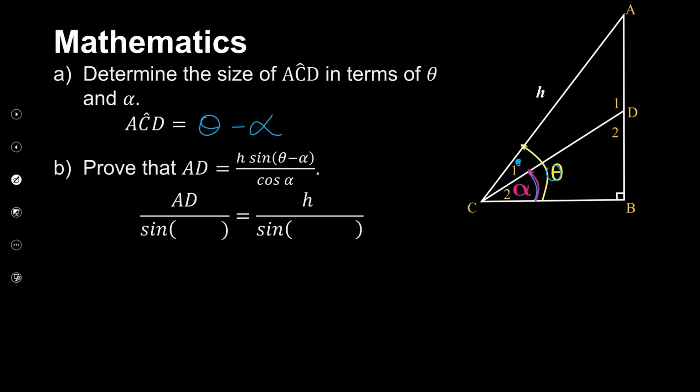Okay. The second question wants us to prove that AD equals H sine theta minus alpha over cos of alpha. Because we want to find AD, we're going to go to our drawing first and examine the drawing first. So let's go see what they ask us first. They want us to find AD. We're going to look at both triangles and see what information we have.